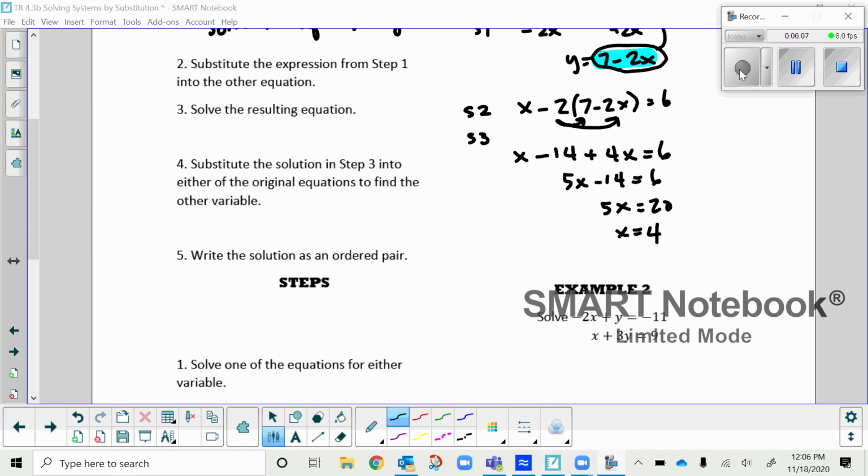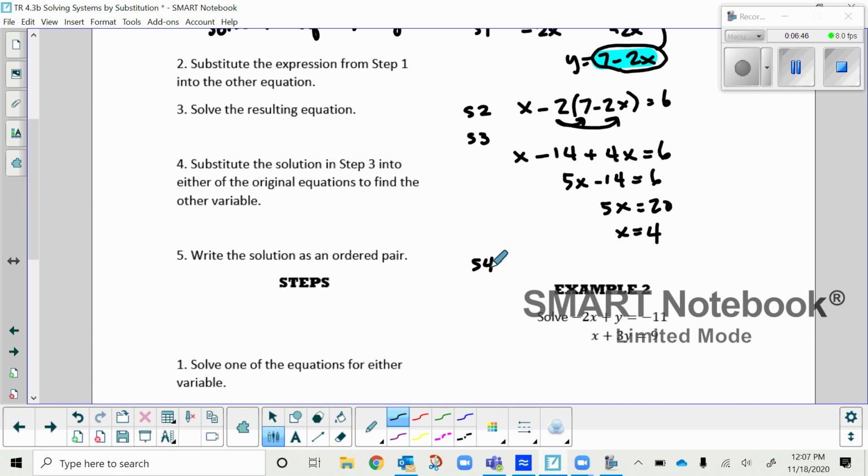Remember, just like when we were doing the graphing solutions on Monday, our answers are a point with an x and a y. So far, all I have is x. So read step 4 to yourself. Step 4 says substitute the solution in step 3, which we just did, into either of the original equations to find the other variable. Which of the original equations do you want me to plug it into? The first one or second?